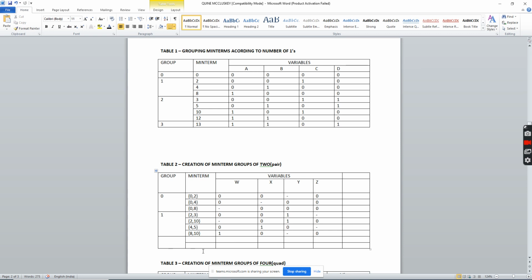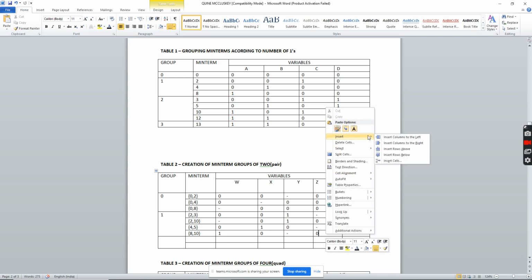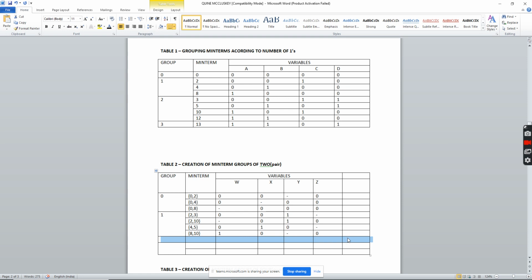4 and 12 is possible, and even 8 and 12 is possible. So I'll be using 2 rows.